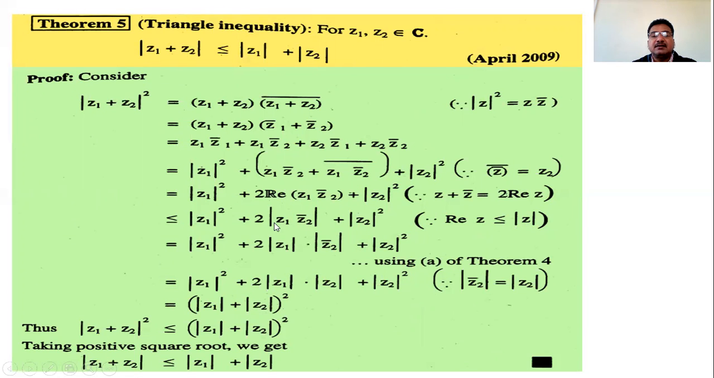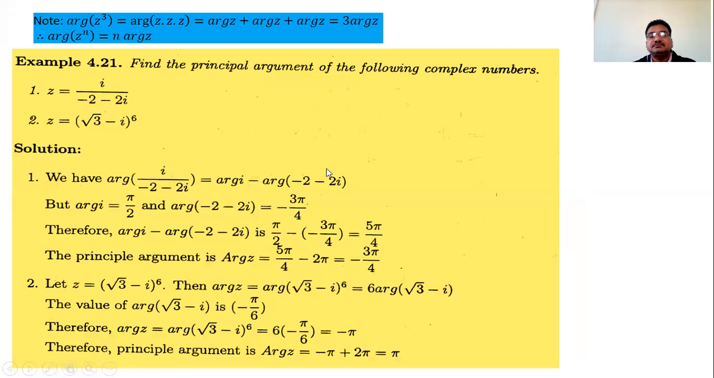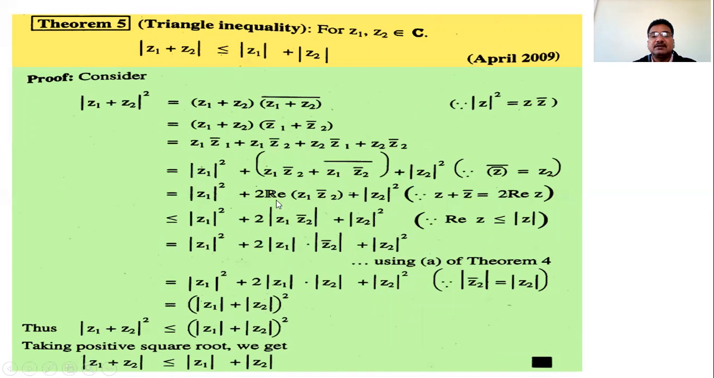Then |z1 z2|² = 2|z1||z̄2|, because |ab| = |a||b|. Then use theorem 4, that is |z1 z2| = |z1||z2|. So by using that, we separate the modulus.